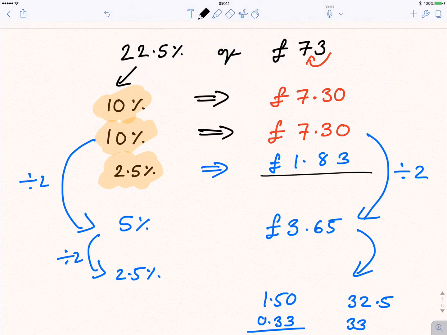If we are now to total this, start from the right: 0 add 0, 3 is just 3, 3 add 3 is 6, 6 add 8 is 14, we carry the 1 there, 7 add 7 is 14, add 1 is 15, add 1 is 16, so that's £16.43.